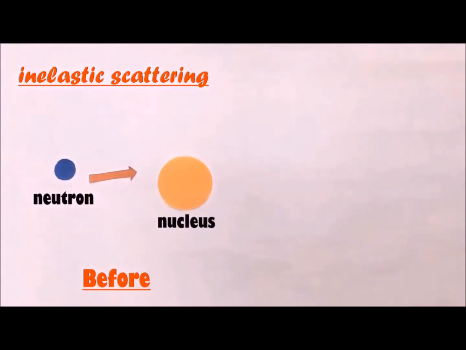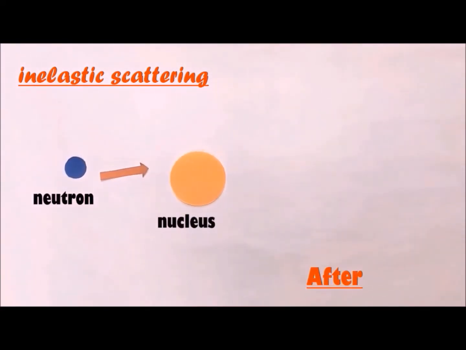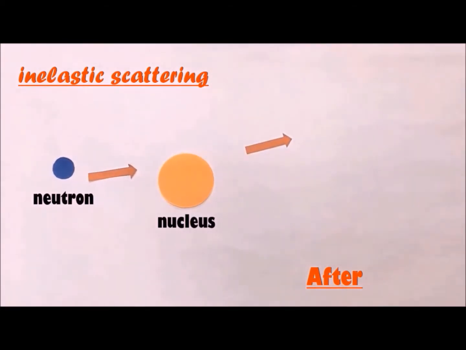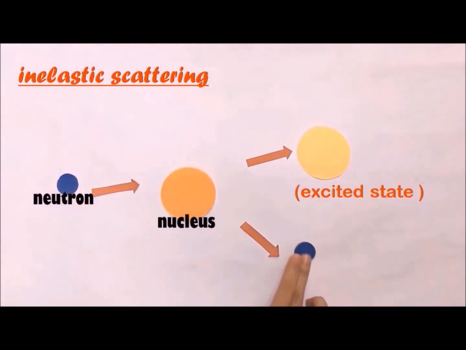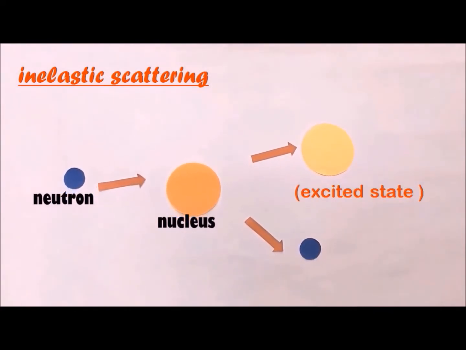For inelastic scattering, the neutron and nuclide collide and rebound with different speed compared to their original speed. The residual nucleus is in an excited state. Total kinetic energy after collision is less than before collision.